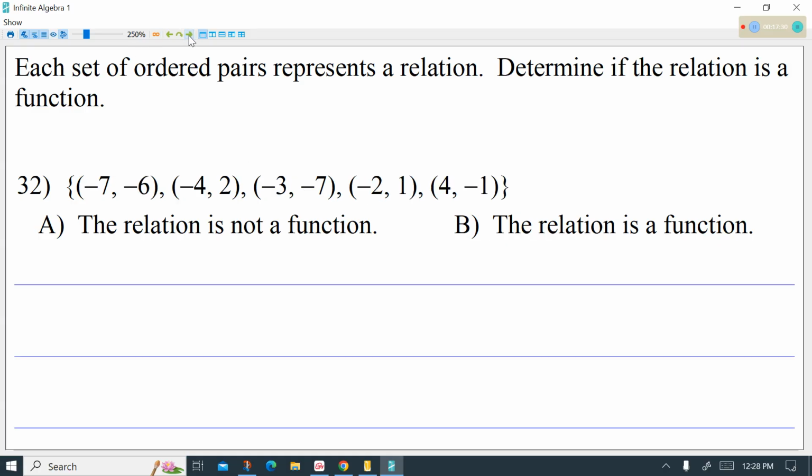Okay, the next one is 32. Make your mind up. What do you think? Is this a function or not a function? This is a function. Okay, the only number that came close to repeating is -4 and +4. Okay, and +4 and -4 are not the same thing. So this is a function.